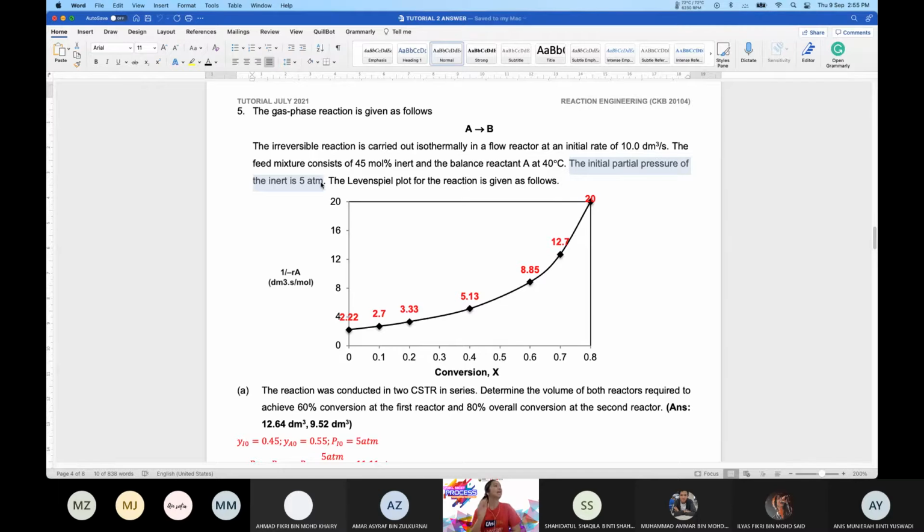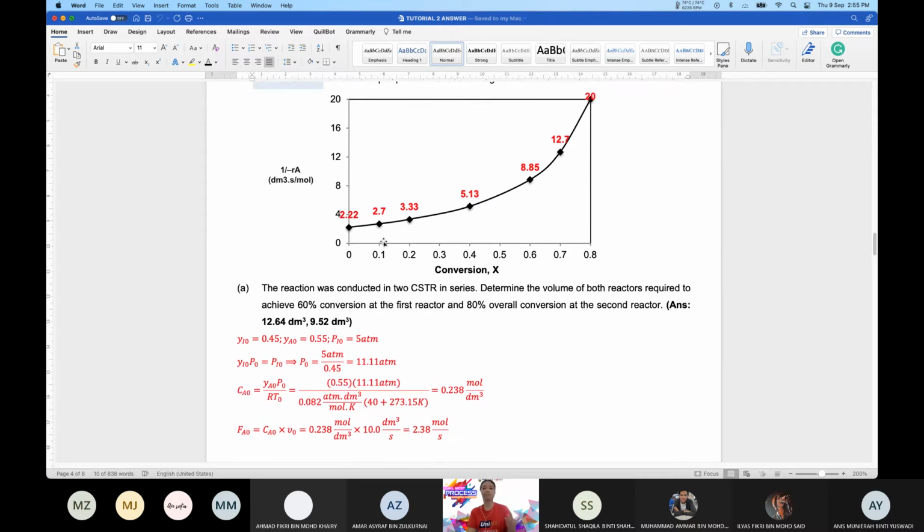Okay, alright. So next, they give us the Levenspiel plot. Alright, so Levenspiel plot ni sama lah kan? For every conversion, kita tahu berapa 1 per minus RA dia. Contohnya, katakan pada 0.1 conversion, 1 per minus RA is 2.7, so on and so forth.